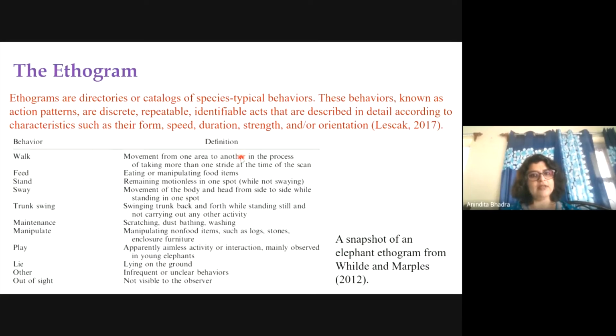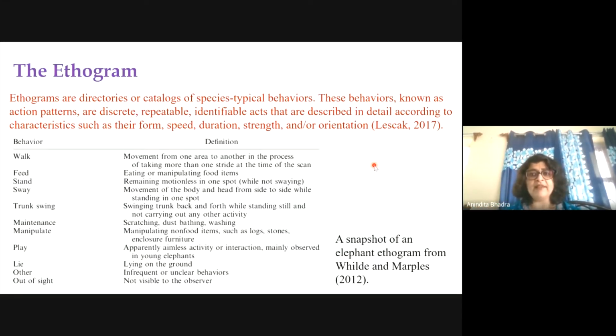And for each, they have a short description of what they mean by what walk is, but still you have to put in a description. It says movement from one area to another in the process of taking more than one stride at the time of the scan. So if the elephant takes one step, it is not included in walk. If the elephant has taken several steps and moved, then it is considered as a walk, so on and so forth.